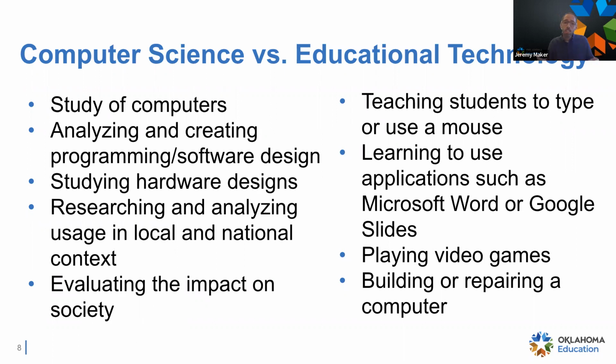They need to know how to use these productivity softwares like Google Slides and Microsoft Word and things along that line. But as far as taking it deeper and getting beyond just the usage of it, that's where the computer science takes place. That's when the analyzing is happening, the creating, the researching, and the evaluating. So that's kind of the difference between just using educational technology and actually studying the science of it, and so getting into the computer science. Okay, next slide, please.